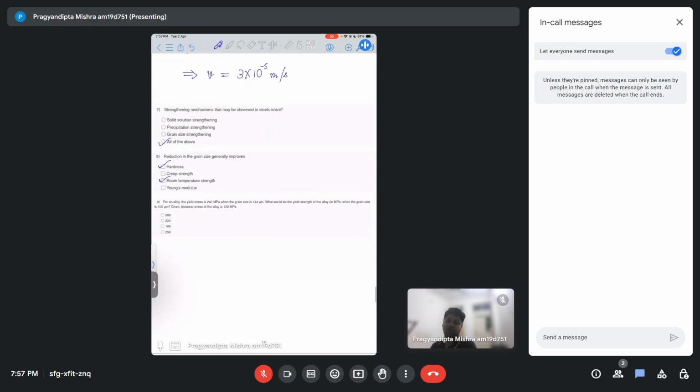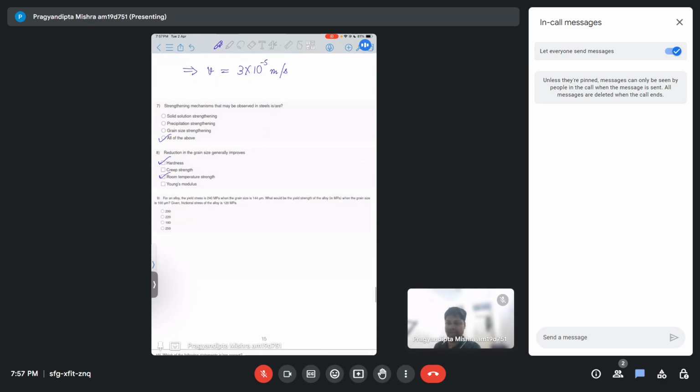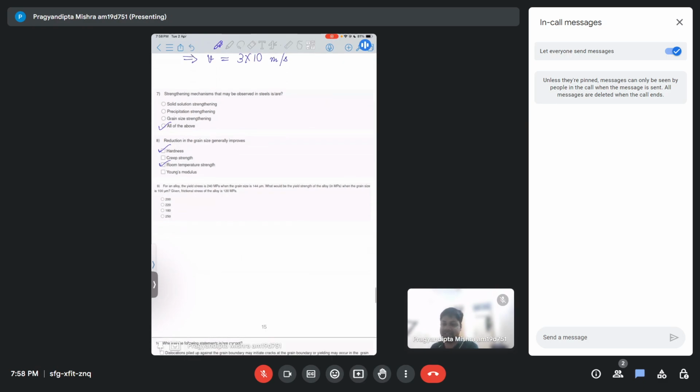For an alloy, the yield stress is 240 megapascals when the grain size is 144 micrometer. What would be the yield strength of the alloy in MPa when the grain size is 100 micrometer, given the frictional stress of the alloy is 120 megapascals? So they have given us a lot of quantities: the yield stress, the grain size, and the friction stress, and they are asking what the yield strength is when the grain size is 100 micrometers. For the new grain size we have to find the yield strength.